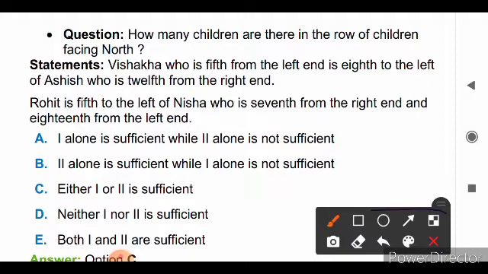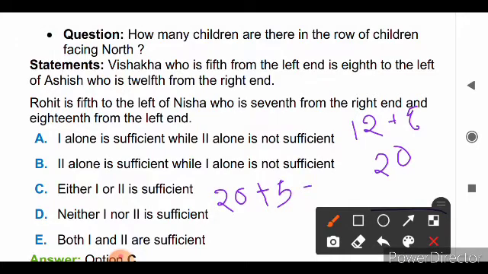So with statement 1, Vishakha is 8 to the left of Ashish, who is 12th from the right, which means Vishakha's position is 20th from the right because 12 plus 8 is 20. Then with statement 1, we also know that Vishakha is 5th from the left end. So total children in the row is 20 plus 5, minus 1, since the position of Vishakha is counted in both. So here 24 comes, which is the total number of children in the row.